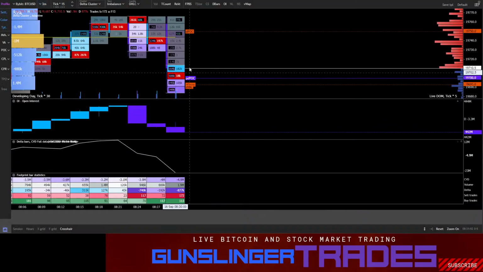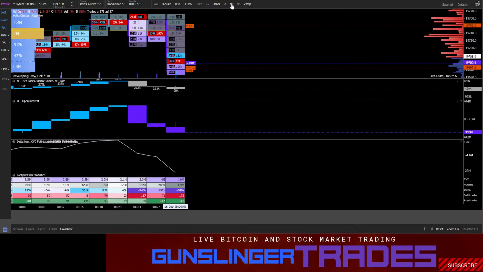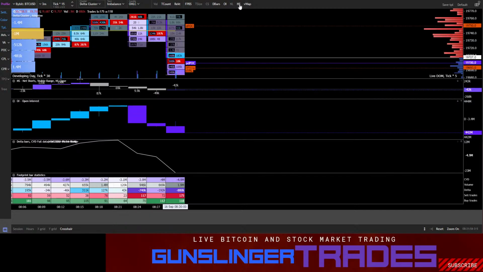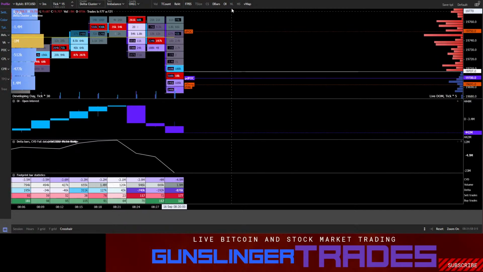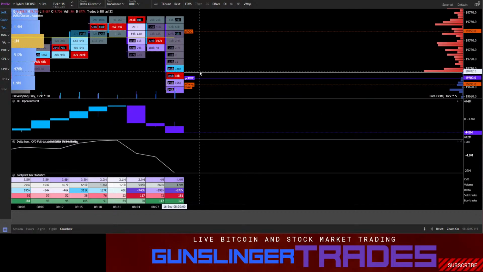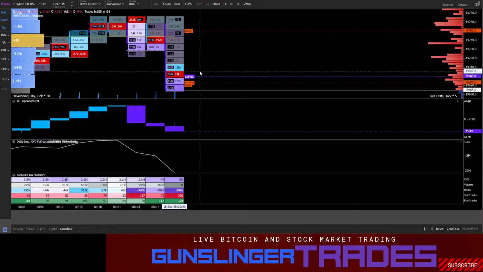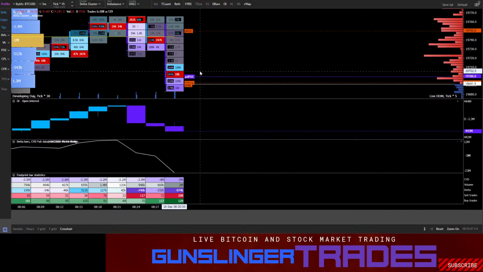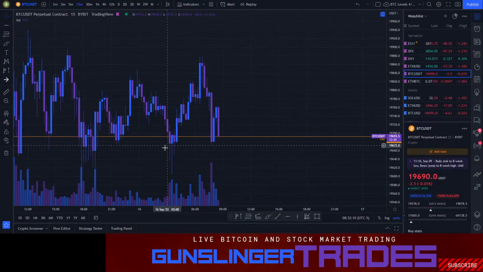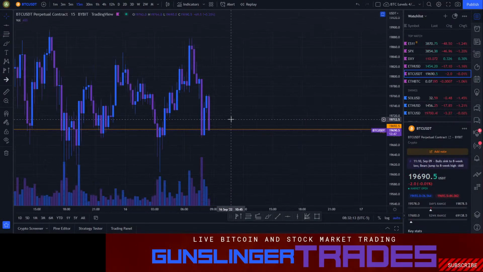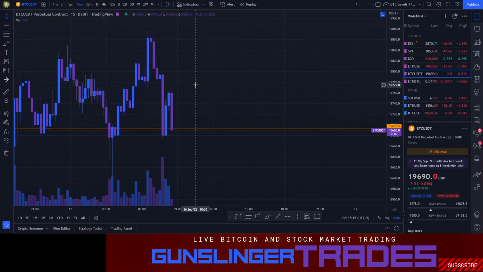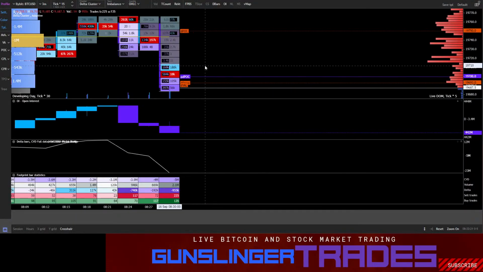But yeah, OI is decreasing here. Mainly longs just closing out. We'll see if on the next candle we get buyers stepping up or not. Or we might just lose this range. I am long though. We'll see what happens. Maybe we'll take out this wick. Not entirely sure.